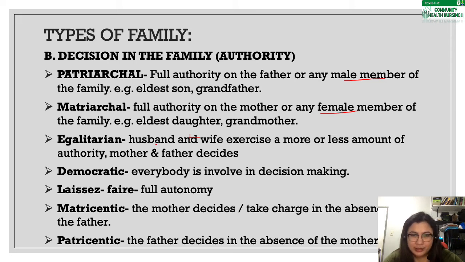The matricentric is where the mother will decide or take charge in the absence of the father. Now, the difference between the matricentric and the matriarchal is that in matricentric, it's only the mother who will decide, but in matriarchal, it's the mother or any female member of the family. And it's the same with the patricentric. It is the father who will decide in the absence of the mother. In patricentric, only the father decides for the family, but in patriarchal, it's the father or any male member of the family. That's the difference between the two.